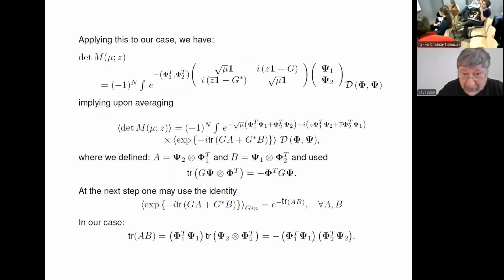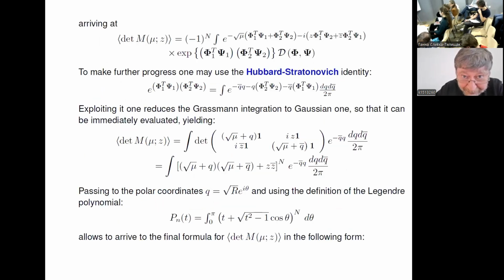Okay. Yes, do not hesitate to slow me down if you feel that something is unclear. I try to be pedagogic in these lectures, but I may still jump over something. So you may slow me down. Okay. So we arrived to this expression.